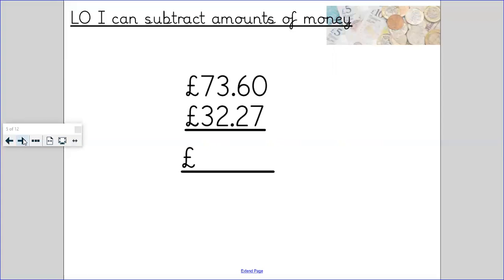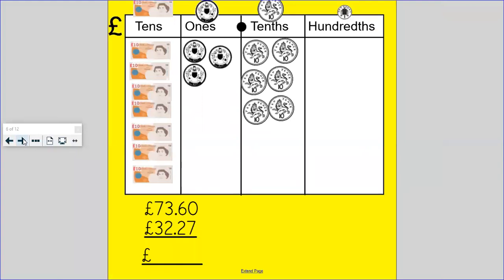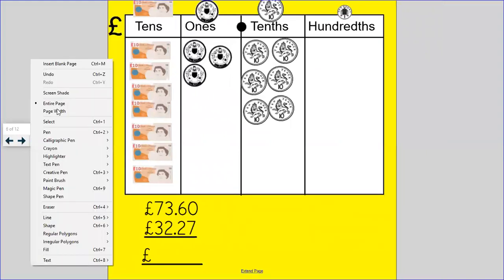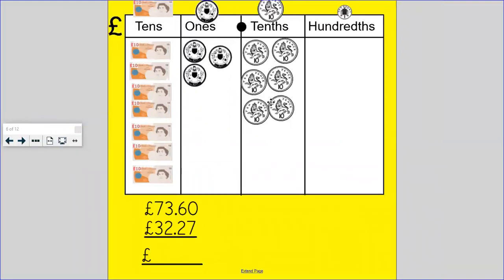First calculation looks like this. £73.60 take away £32.27. So here on my screen, I've got £73.60. Can you see I've got 7 lots of £10 note, 3 £1 coins, and 60p made up of 6 10-penny pieces. So I want to take away £32.27. So quite simply, I'm going to move them down here. If they're down here, it means I've taken them away.